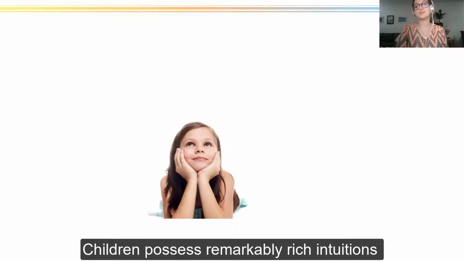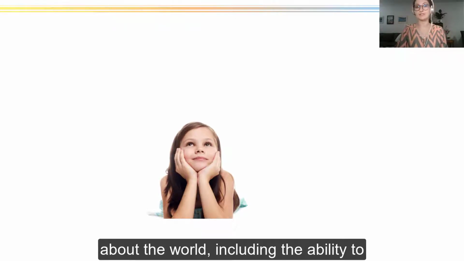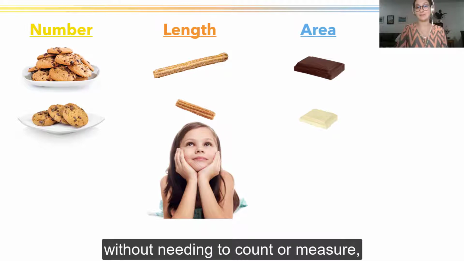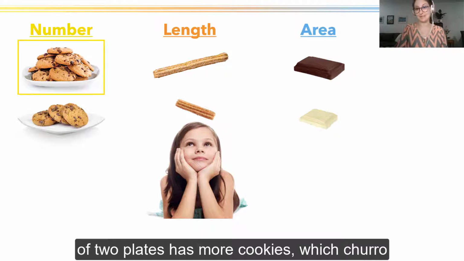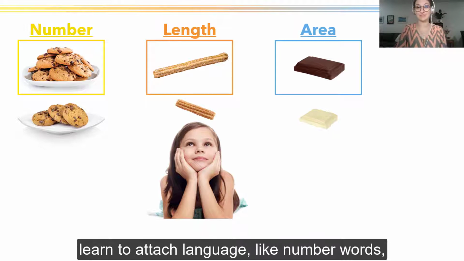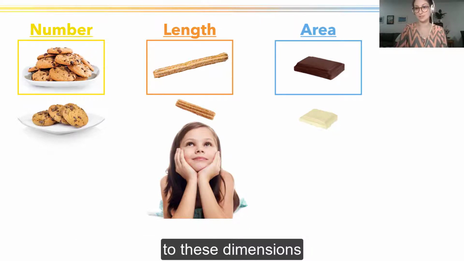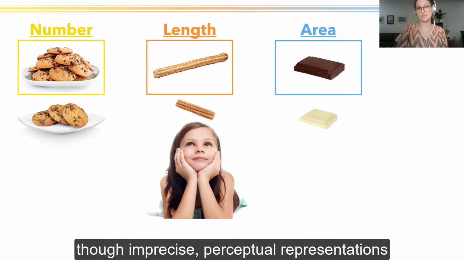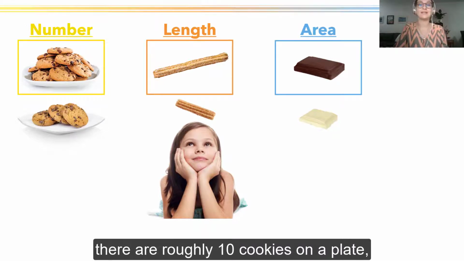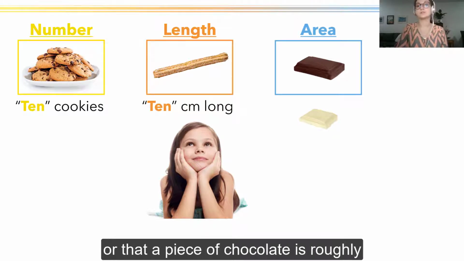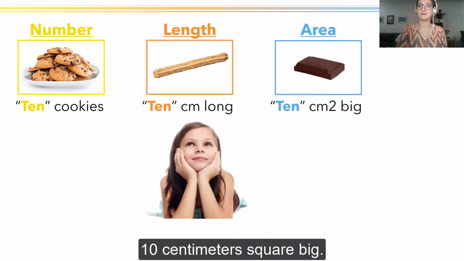Children possess remarkably rich intuitions about the world, including the ability to rapidly make judgments about number, length, and area without needing to count or measure, such as when deciding which of two plates has more cookies, which churro is longer, or which piece of chocolate is bigger. And through development, children also learn to attach language, like number words, to these dimensions, allowing them to verbally quantify their intuitive, though imprecise, perceptual representations, such as being able to estimate that there are roughly 10 cookies on a plate, a churro is roughly 10 centimeters long, or that a piece of chocolate is roughly 10 centimeters squared big.